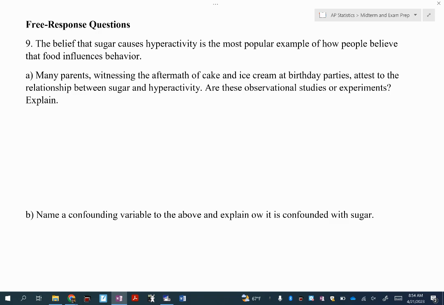Most parents witnessing the aftermath of cake and ice cream at birthday parties attest to the relationship between sugar and hyperactivity. Are these observational studies or experiments? What do you guys think?